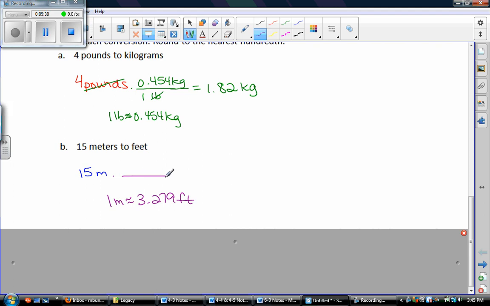So we'll multiply this by, again, a fraction equivalent to 1, and the meters here are in the numerator, so we need meters in the denominator. So 1 meter, and then in the numerator, 3.279 feet. And just like we like to see happen, meters and meters will cancel, 1 in the numerator, 1 in the denominator. So now all we need to do is multiply here. 15 times 3.279, and again, round to the nearest hundredth. It comes out to 49.19 feet.